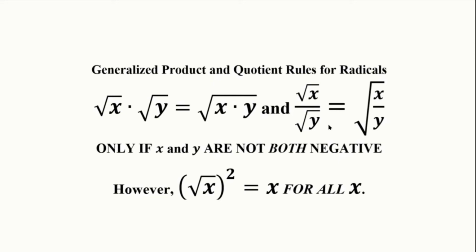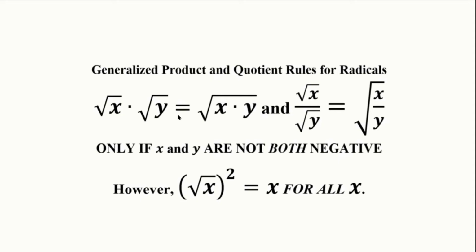In fact, I don't just mean whole numbers, I mean for non-negative real numbers, right? But as it turns out, they're only going to be true if these two numbers are not both negative, okay? Now, if they are both negative, then we're going to have to deal with them a different way, and we'll get to how to do that in a minute. This rule, however, the fact that the square root of any number squared is itself, is universally true for all x, okay? So this rule from the past persists.